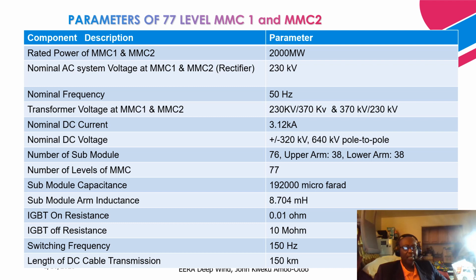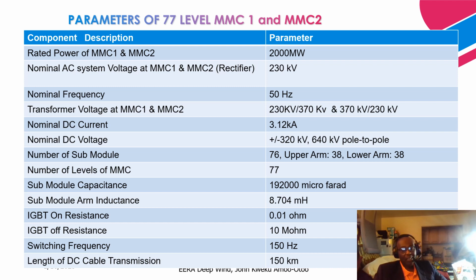Next are the parameters of the 77 level MMC 1 and MMC 2. Both MMC converters are rated at 2000 megawatts, and the nominal AC voltage is 230 kV. The frequency is 50 Hz. We have a converter transformer that steps up or steps down the voltage to the level required by the converter. For the onshore MMC, it steps up from 230 kV to 370 kV. So the converter requires an AC voltage of 370 kV to achieve a plus or minus 320 kV pole to ground voltage and pole to pole of 640 kV.